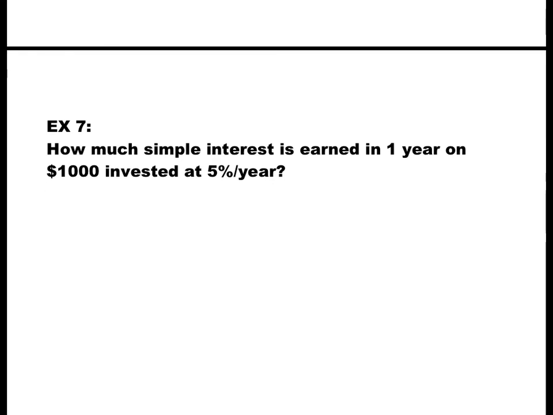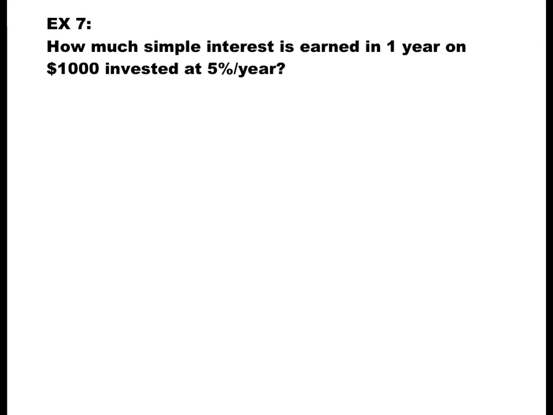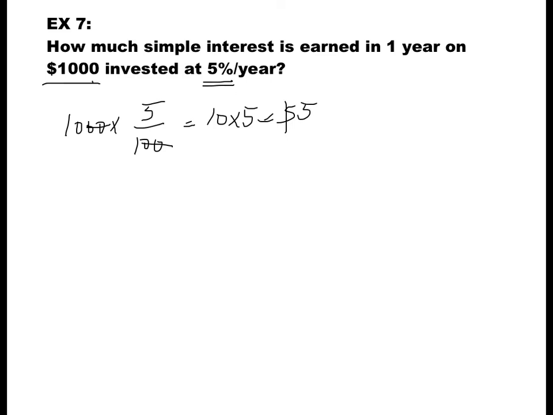Another example is how much simple interest is earned in 1 year on $1,000 invested at 5% per year. Again, you have $1,000, 5% per year interest. So you say $1,000 times 5%, 5 over 100, is going to give you 10 times 5, which is $50. So on $1,000, you get $50 per year interest.